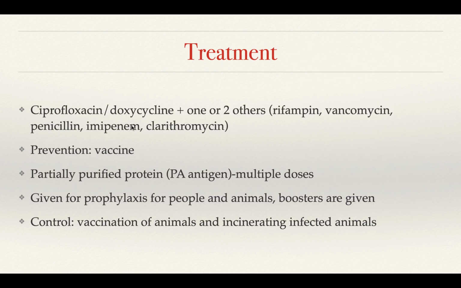You give Cipro or doxycycline along with 1 or 2 others, and those would include rifampin, vancomycin, penicillin, imipenem, and clarithromycin. There is a vaccine, which is a partially purified protein. You give that in multiple doses. So you give that to patients who have interactions with these animals. You can also give it to animals, and then boosters are also available.